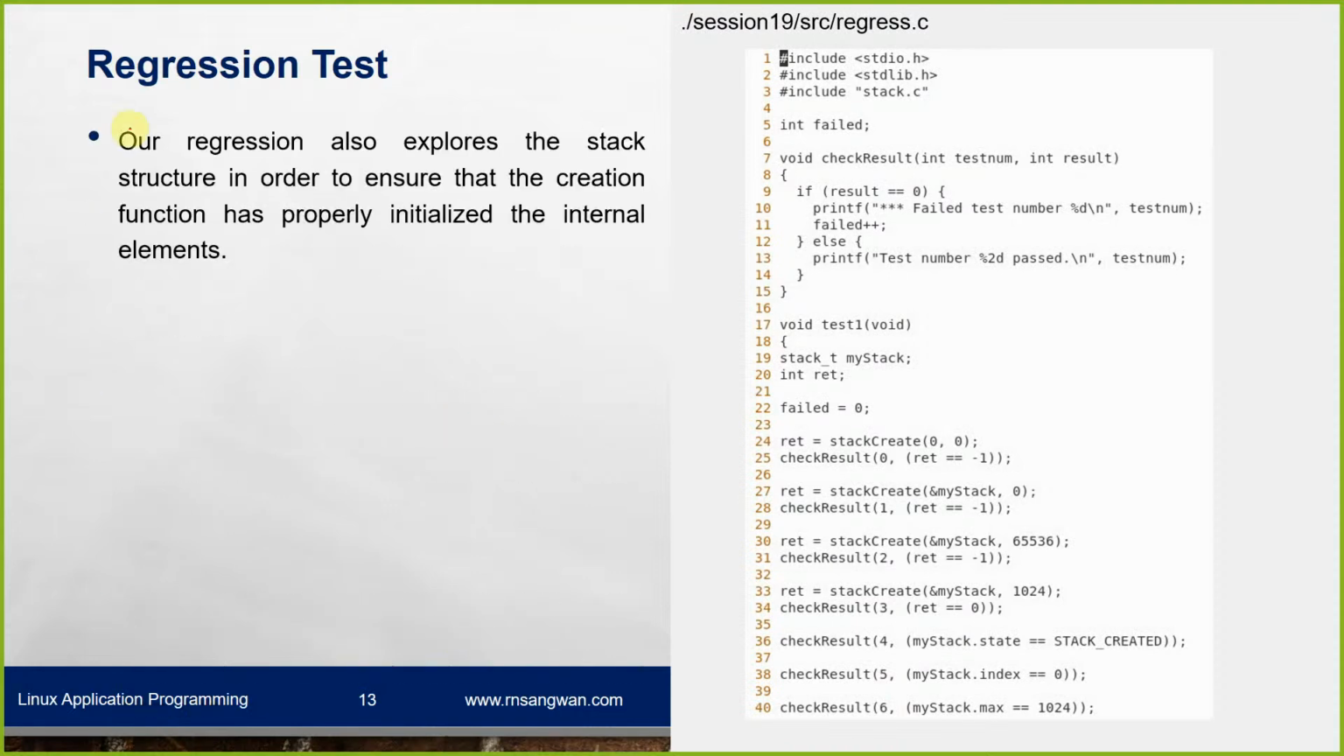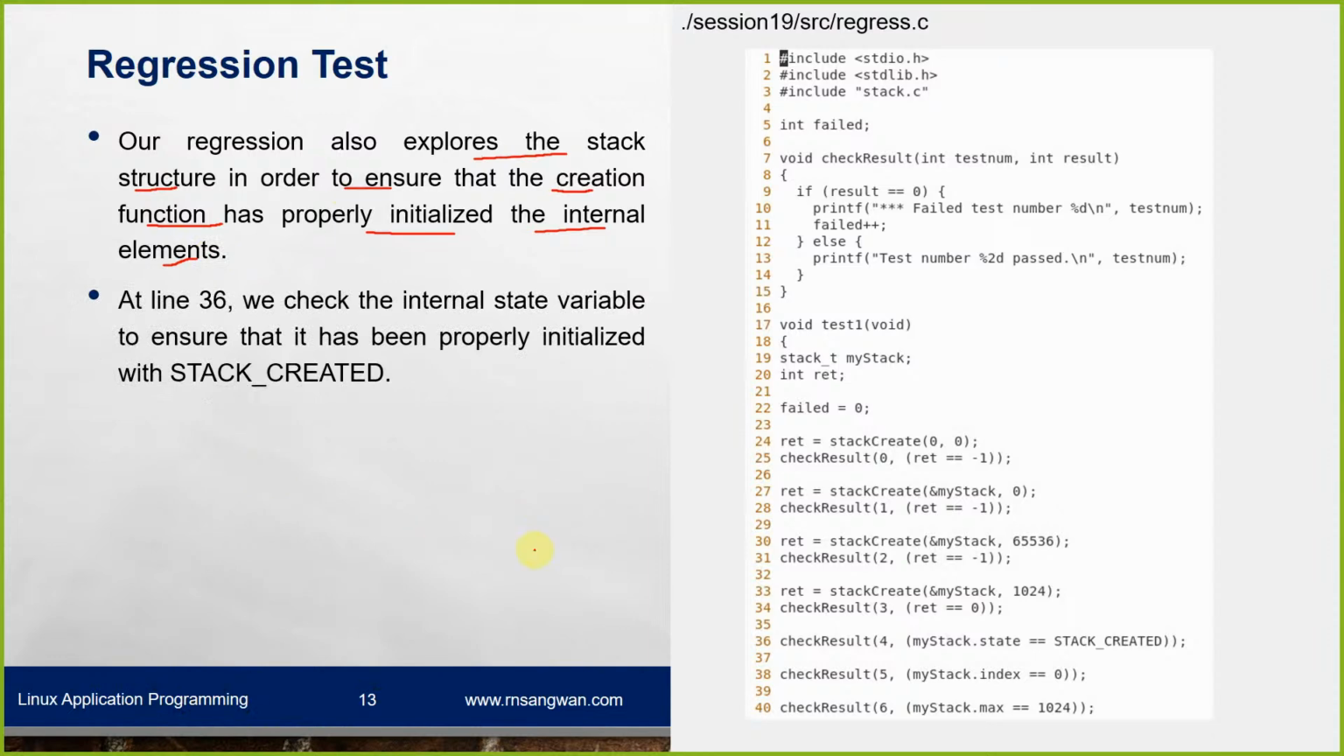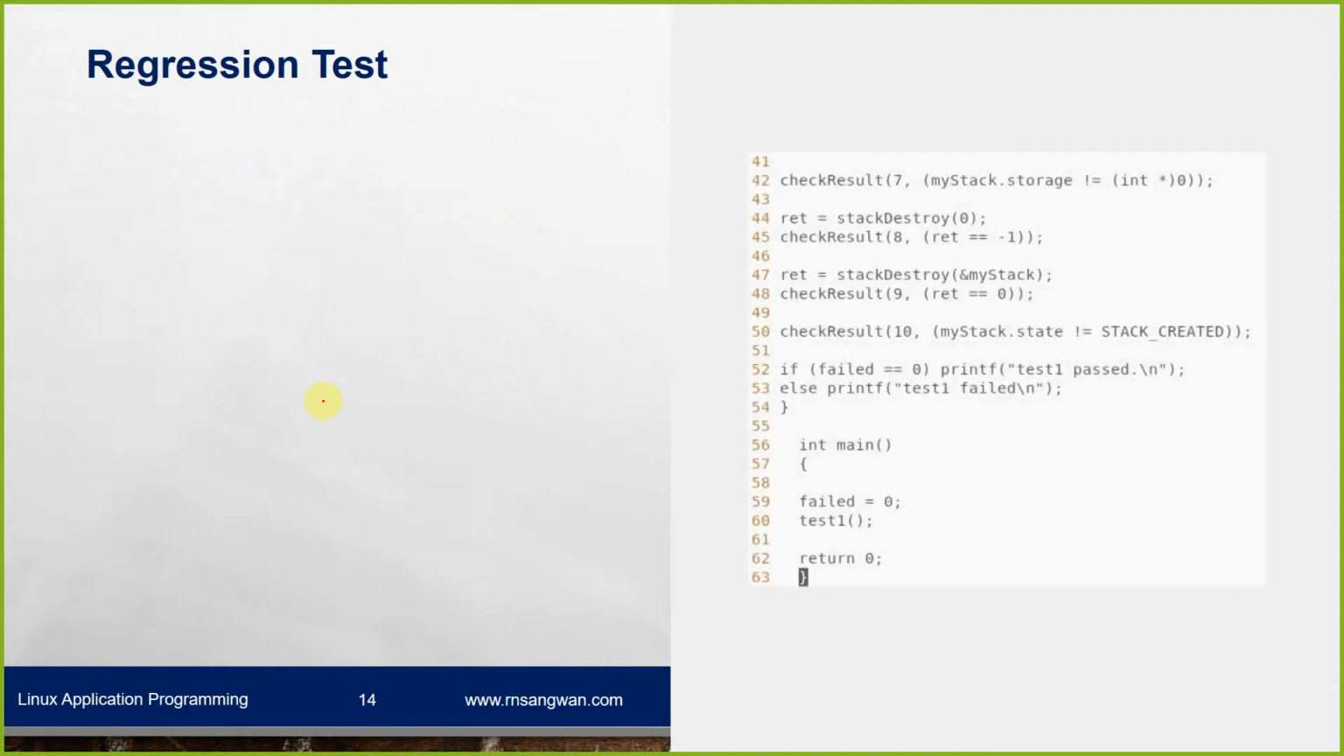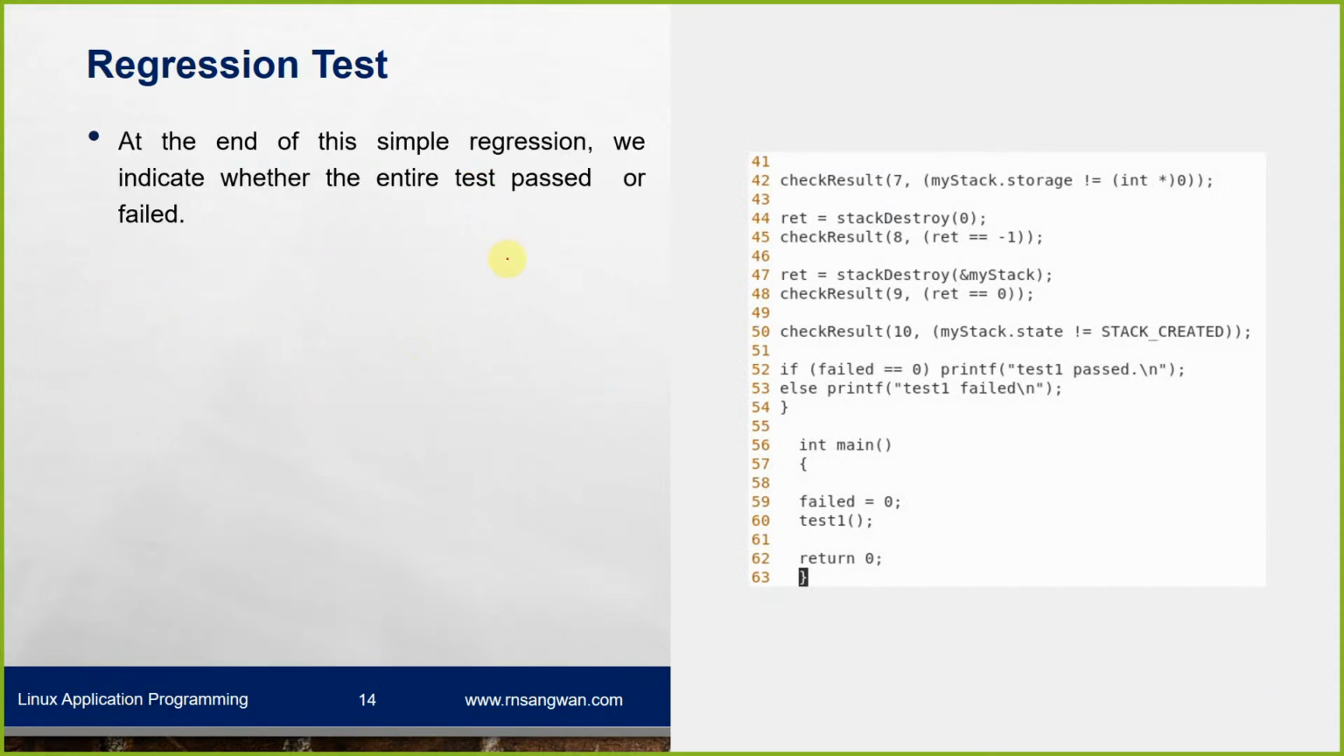Same program. Our regression also explored the stack structure in order to ensure that the creation function has properly initialized the internal elements. At line number 36, we check the internal state variable to ensure that it has been properly initialized with the stack created. And if you look further in the same program, at the end of the simple regression, we indicate whether the entire test passed or failed. That is our main program.